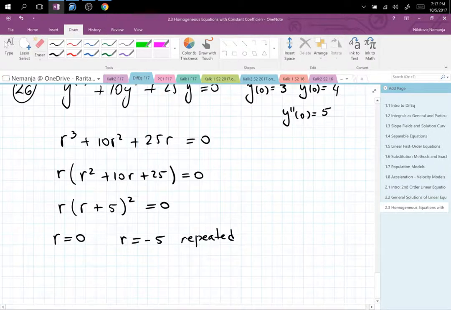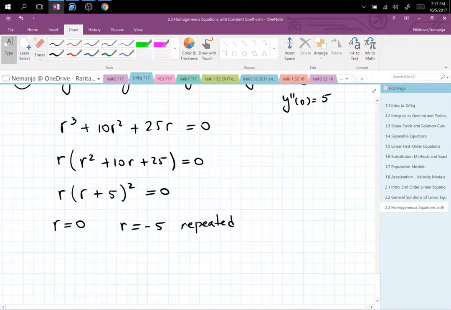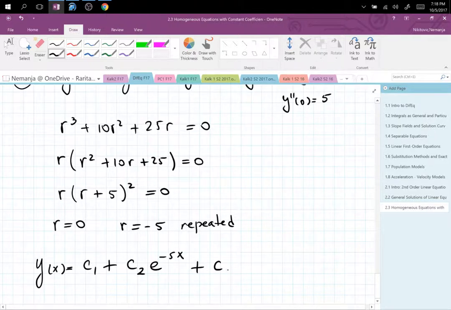So now that you have these solutions, you just write out the solution. Your y of x is equal to c1, and now you have e to the 0x because r is 0, which is just e to the 0, but e to the 0 is 1, so we don't need it. So c1 plus c2 e to the negative 5x, and then this one is repeated, so it gets x. So c3 x e to the negative 5x.